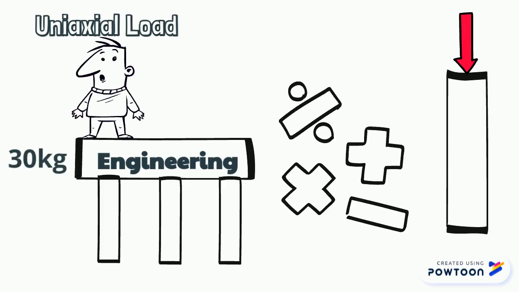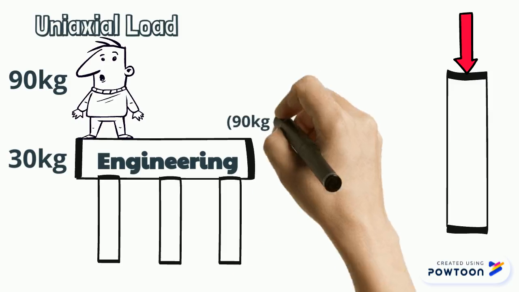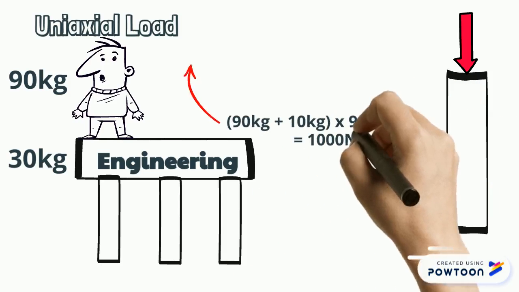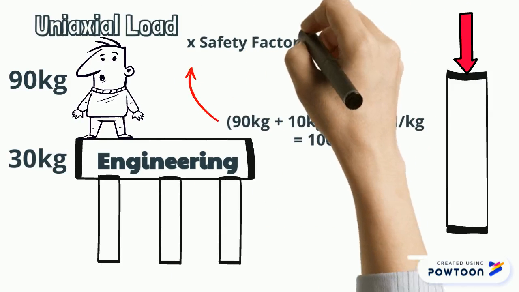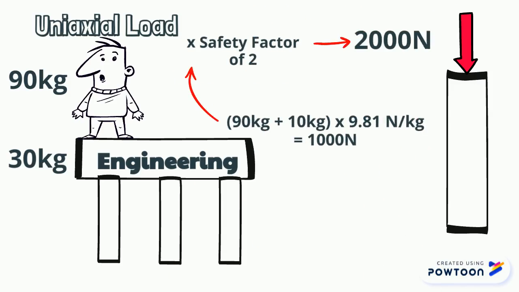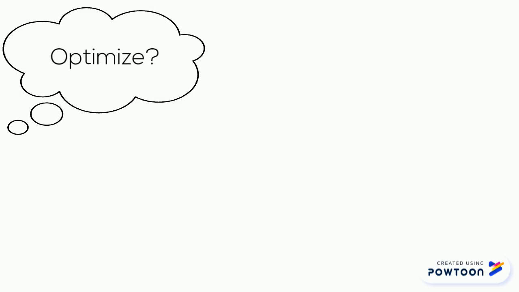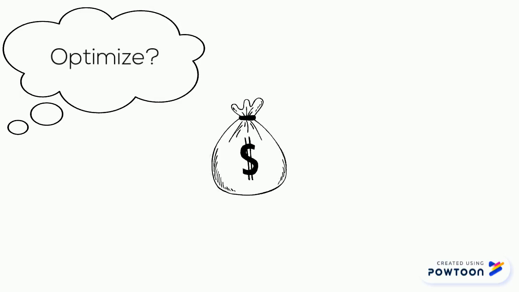And if an average person of 90 kilograms sits directly on top of the pole, approximately 1,000 newtons would be imposed on the pole. If we take a safety factor of 2, then the pole needs to withstand a uniaxial force of 2 kilonewtons. So now what do we do? What are you trying to optimize? Probably either the cost or the mass.